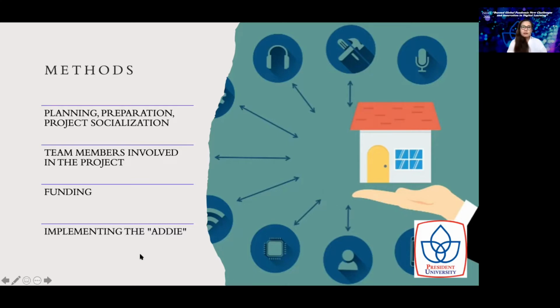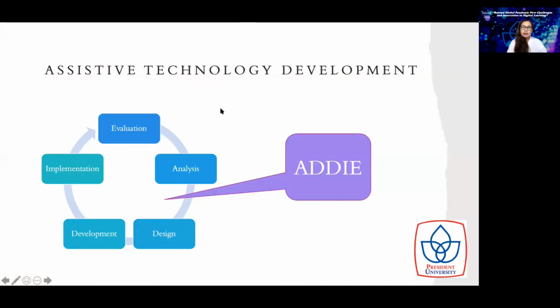In developing the project, we implement what we call ADDIE. We are going to find the explanation of what ADDIE is in the next slide. So ADDIE stands for Analysis, Design, Development, Implementation, and Evaluation. This reflects the stages that we have in developing the assistive technology.